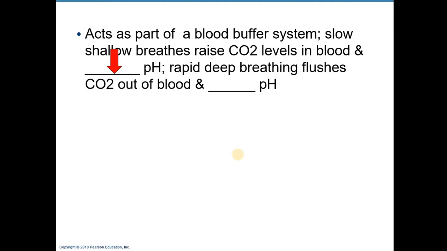That acts as a part of a buffering system. You have slow, shallow breaths that raise carbon dioxide levels in the blood and decrease pH. And this will lead to rapid, deep breathing and flush carbon dioxide out of the blood and increase pH.